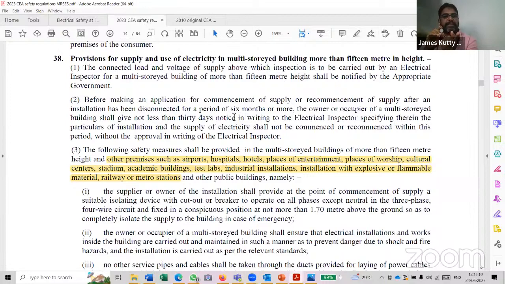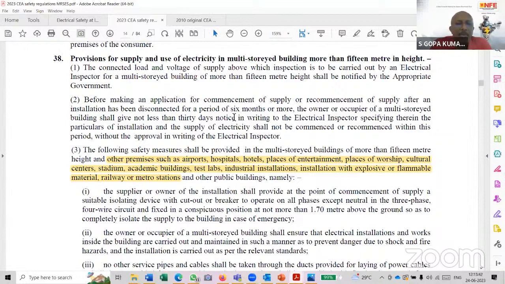As per regulation 38(1), multi-storied buildings having a height of more than 15 meters need electrical inspector sanction. But as per regulation 3, there are some other categories of buildings which are not required to get permission from the electrical inspector. That is what I understand. For example, a place of worship. Suppose it is a church with a height of 30 meters. That will not come under the electrical inspector category.